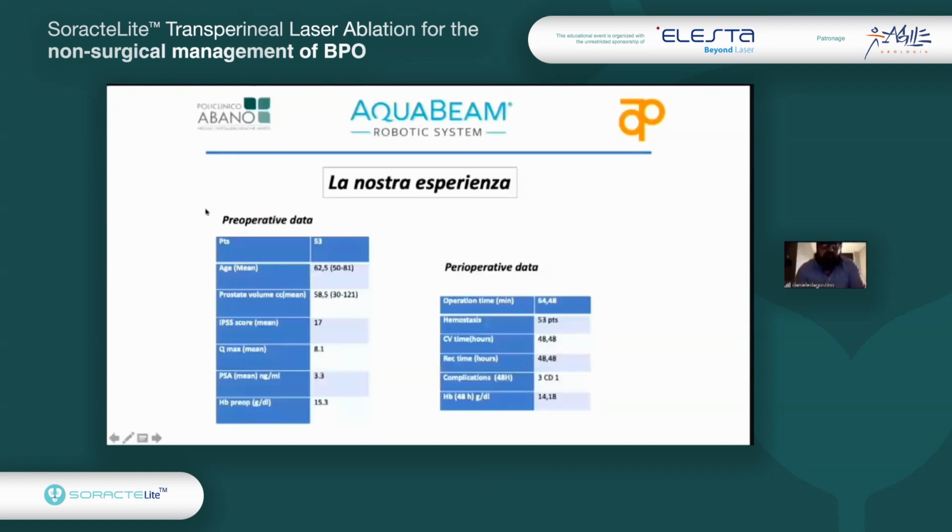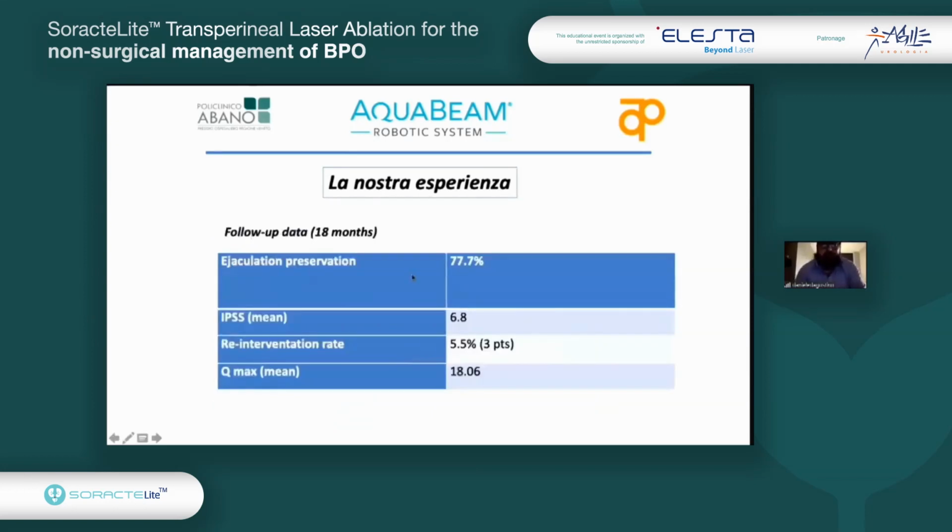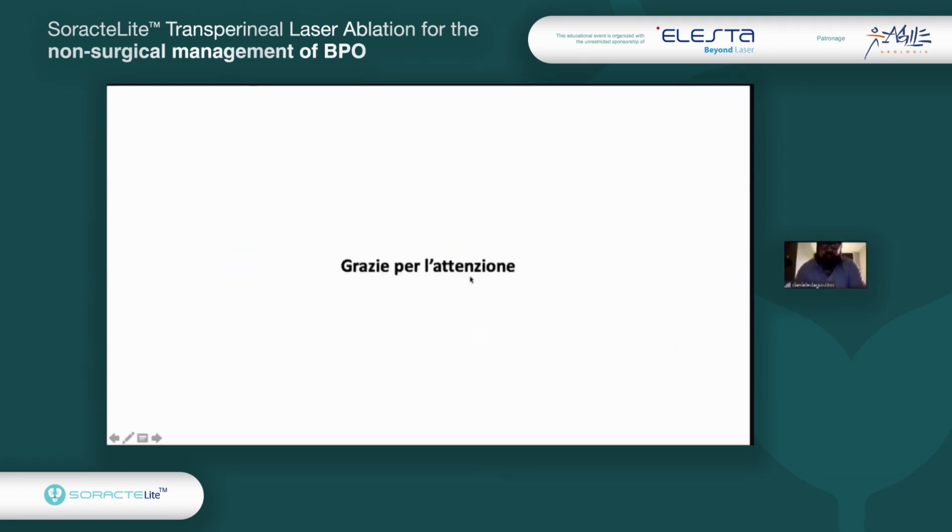In our experience, we have treated 53 patients in our department with a mean prostate volume of 58 cc, and you can see in the table the principal results of our analysis. The rate of antegrade ejaculation preservation is about 80%. Thank you for your attention.